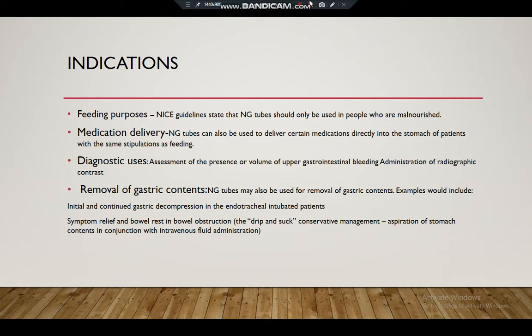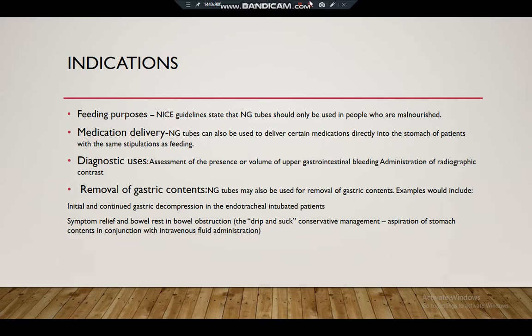Their indications can be divided broadly into four categories. First one, feeding purposes. For example, for a patient who is suffering dysphagia after stroke, we may use a nasogastric tube to deliver food. Secondly, delivery of medication, which serves the same purpose as feeding. For diagnostic use, to aspirate a volume of blood during gastrointestinal bleeding, or to deliver radio contrast solutions during X-ray examination.